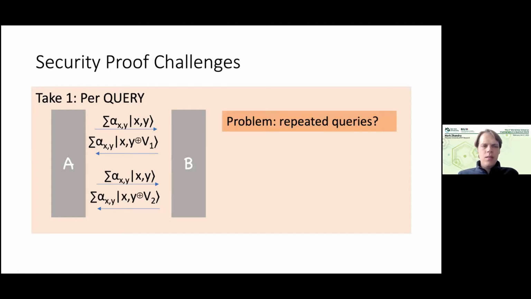But this presents some problems. So for example, maybe the adversary A, even though they have the ability to submit superposition queries, is actually submitting classical queries, and they send the same classical query twice. Well, if we're answering the different queries with different values, the adversary would detect that we just changed the oracle that we're trying to implement.